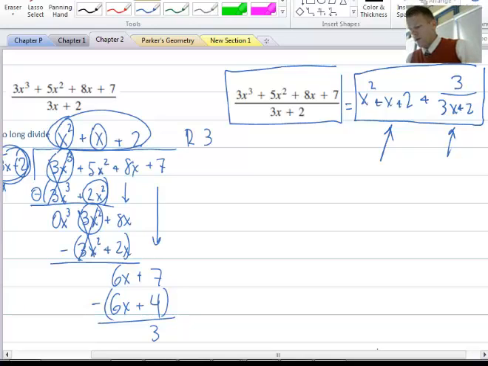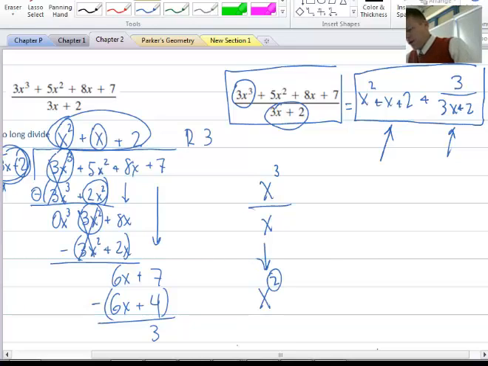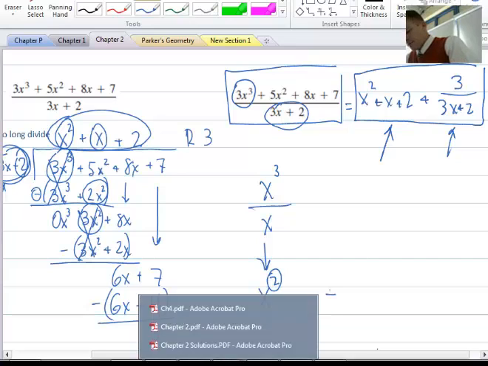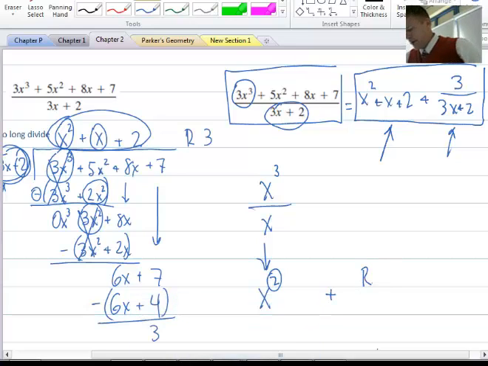So whenever you do long division with polynomials, you notice we start off with a third degree polynomial, and when we divide by a linear polynomial, we basically have like x cubed divided by x. We're always going to be left with a resulting quadratic, 1 degree less, and we may have a remainder, which you should put in proper form over the divisor, the 3x plus 2.